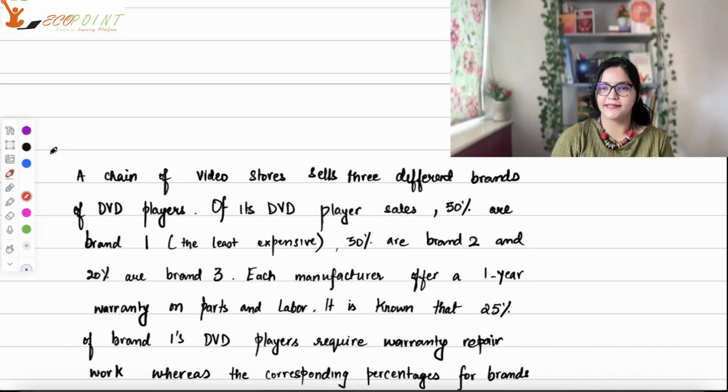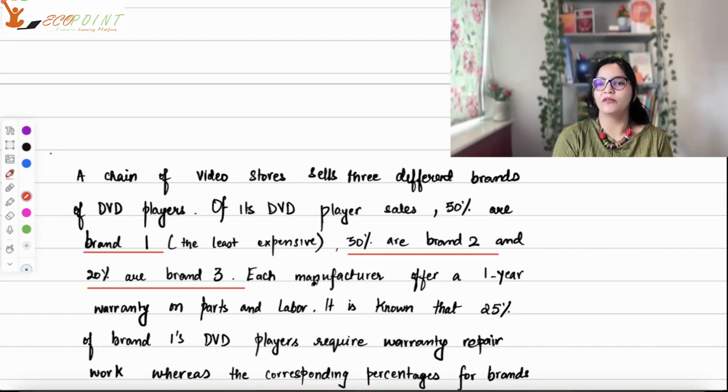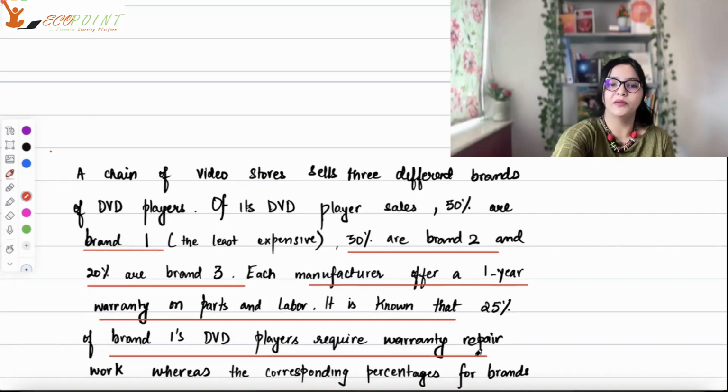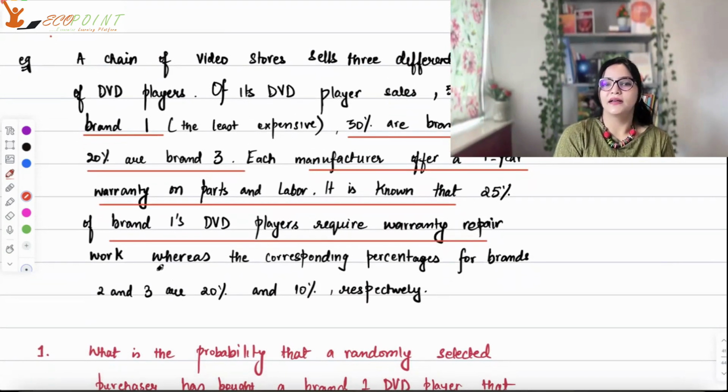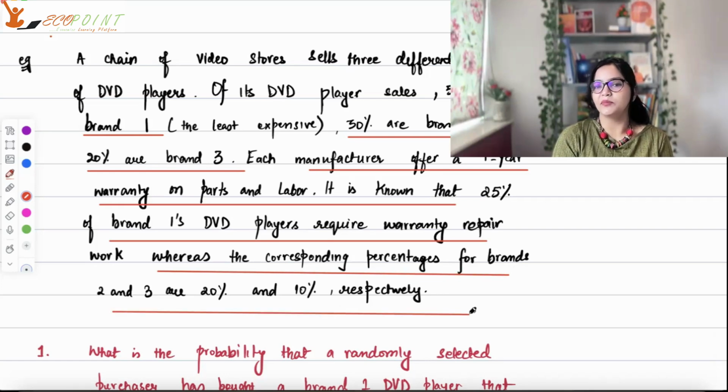Let's go through this example once again. A chain of video stores sells 3 different brands of DVD players. Of its DVD players, 50% are brand 1, the least expensive, 30% are brand 2 and 20% are brand 3. Each manufacturer offers a 1-year warranty on parts and labor. It is known that 25% of brand 1's DVD players require warranty repair work, whereas the corresponding percentages for brands 2 and 3 are 20% and 10% respectively.